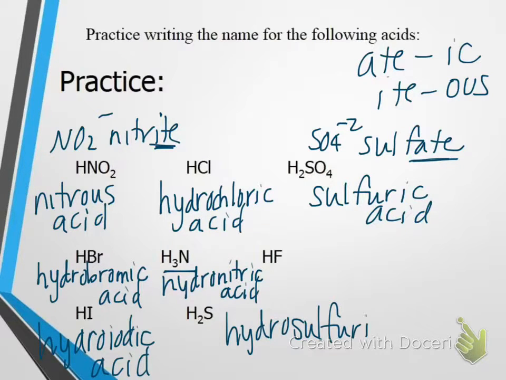The reason the naming is very important is because right here I have sulfuric acid, and down here I have hydrosulfuric acid. Two very different things. Sulfuric acid is a very strong acid with a very low pH. Hydrosulfuric acid is not nearly as strong, and it's not nearly as common either. The oxyacid is way more common.